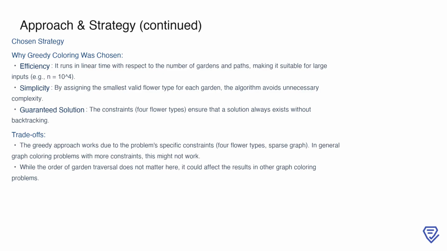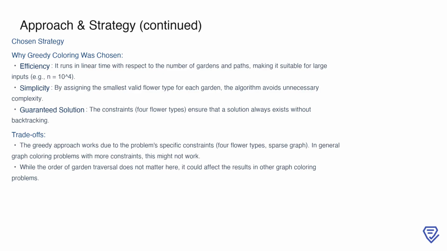However, it's important to acknowledge the trade-offs. The greedy approach leverages the specific constraints of this problem: only 4 flower types and a sparse graph structure. In more general graph coloring problems with stricter constraints or more complex graphs, this approach might not work as effectively. Additionally, while the order of traversal doesn't affect the results here, it could in other scenarios, which is something to keep in mind.